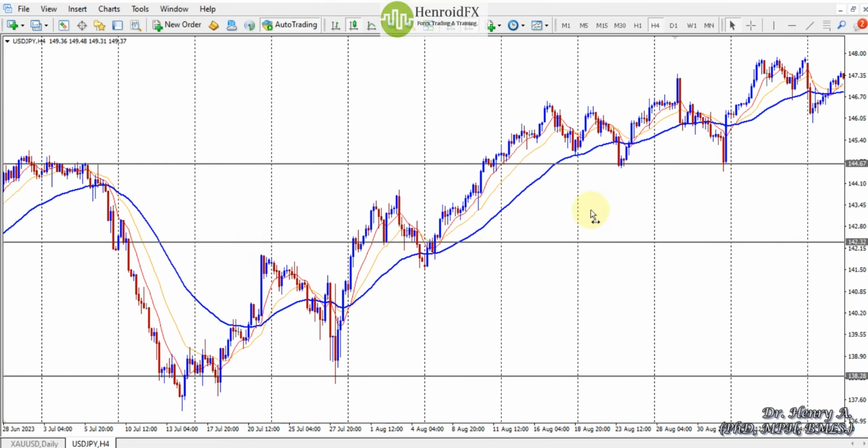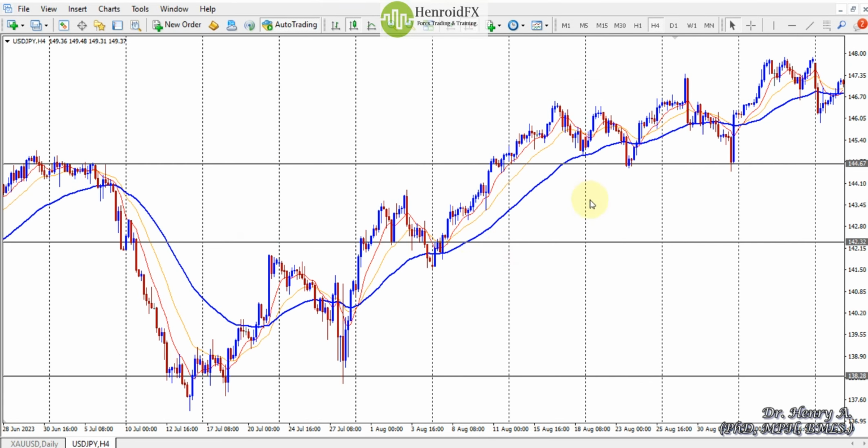Finally, let me just show you how you go about it. Take for instance on this now, it retraced, it retraced to this level, and then you can see here that it has crossed each other.